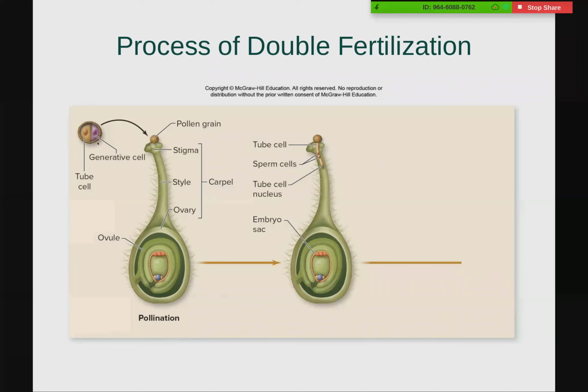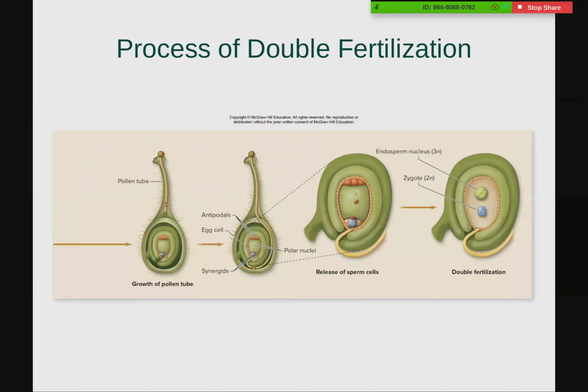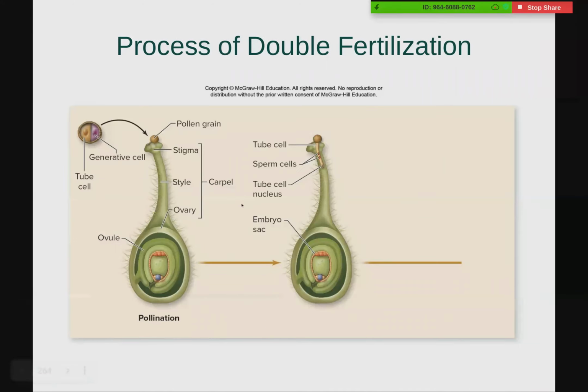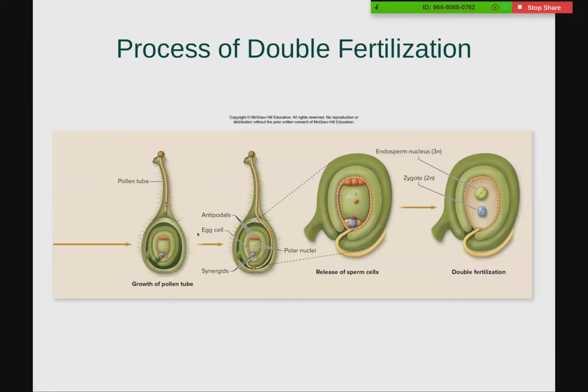Pollen comes in, it has the tube cell and the generative cell. It comes into the stigma, down the style, making its way to the ovary, making its way to interact with the embryo sac. There we go. Now, what ends up happening is the sperm comes all the way down. One sperm fertilizes the polar bodies. One fertilizes the egg, leading to the endosperm nucleus, which is 3n, and the zygote nucleus, which is 2n.